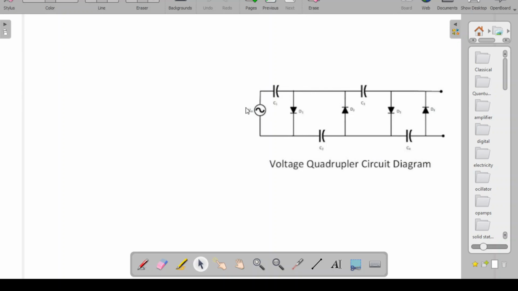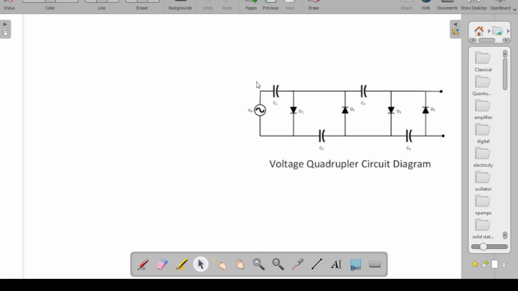You can see here the given input signal and then the capacitors C1 here, then D1 here, C2 here, D2 here, C3 here, D3 here, C4 here, D4 here. So there are totally 4 diodes and 4 capacitors connected in a particular way so that it works as a voltage quadrupler. This circuit itself will work as a voltage tripler. Now we shall try to understand how it works.